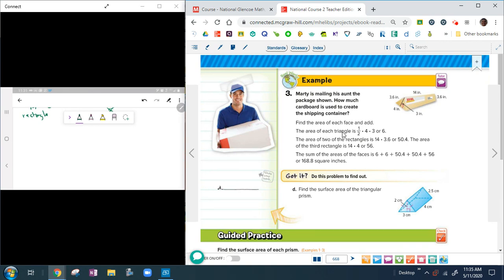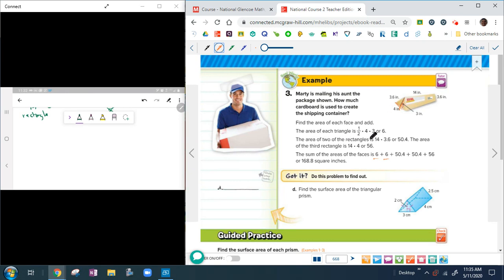So it looks like the area of each triangle, they did 1/2 times 4 times 3. So, okay, I see. So they looked at this and found the height because they meet at a right angle. Found that, and then, okay, they get 6 there. Oh, see, I would have doubled that 6, but it looks like they added up the 6 and the 6 for the triangle in the front and the triangle in the back. So there's different ways that you can definitely do this. You just have to make sure you account for all the faces. All right.